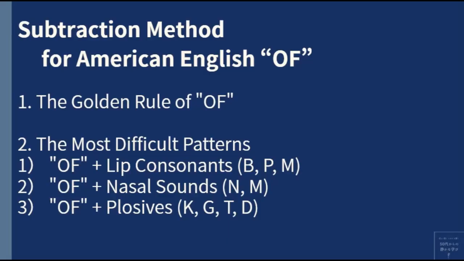Why does the V sound ruin your flow? In American English, of is usually reduced to a short a sound. When of is followed by a consonant, trying to pronounce a full V sound creates a traffic jam in your mouth. So today I'm going to share how to fix this.